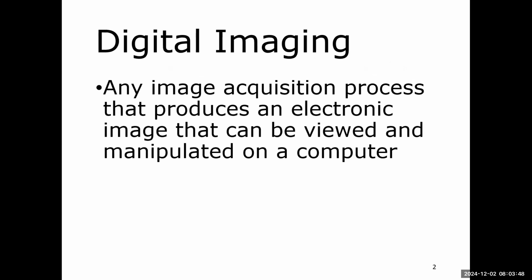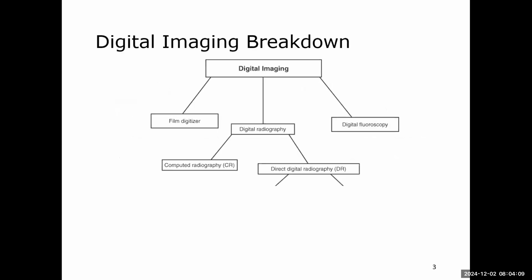So digital imaging is like this big umbrella that different things fall under. Digital imaging is any image process, any means of acquiring an image, that produces an electronic image that can be viewed and manipulated on a computer.